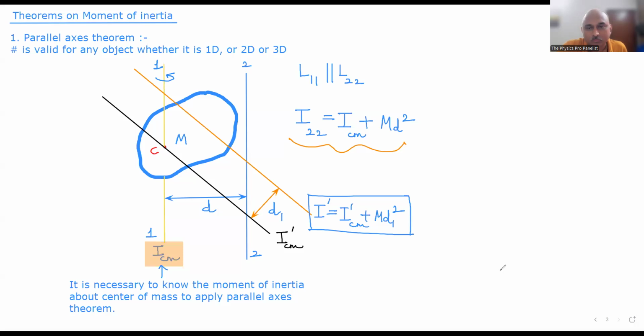All of you noted this from the whiteboard? Okay. So then comes the next theorem. It is the perpendicular axis theorem.